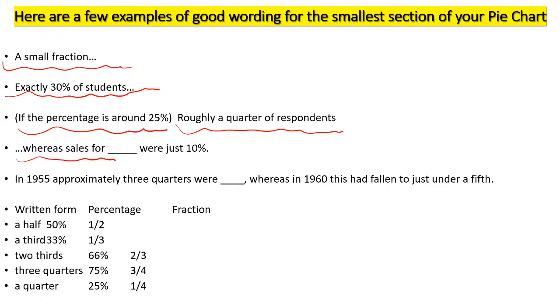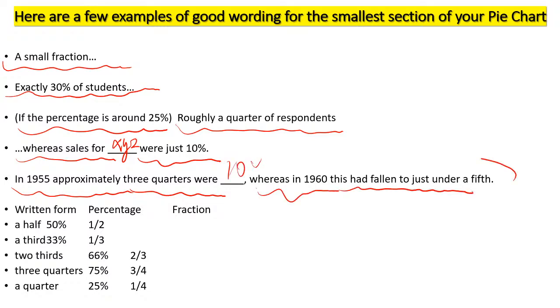Whereas the sales of, let's say, XYZ were just 10% in 1995. Whereas in 1960, this had fallen to just under a fifth.